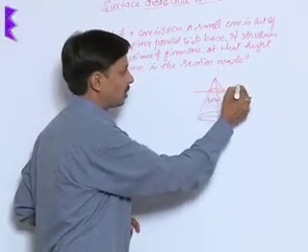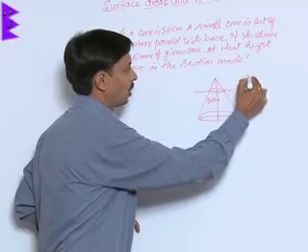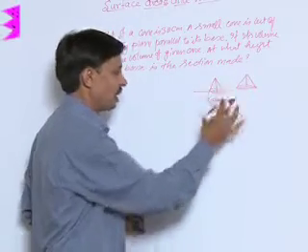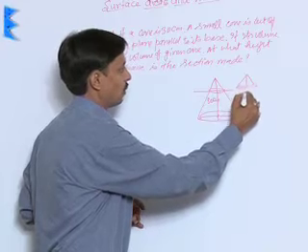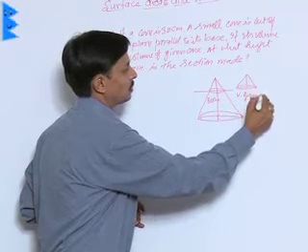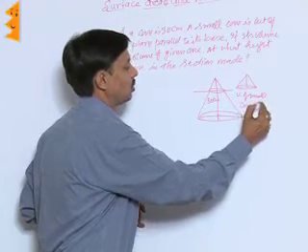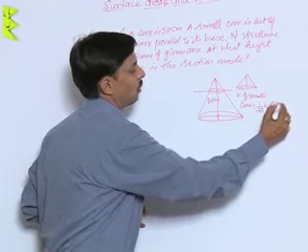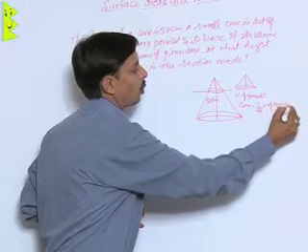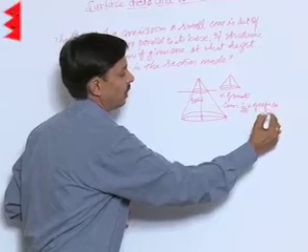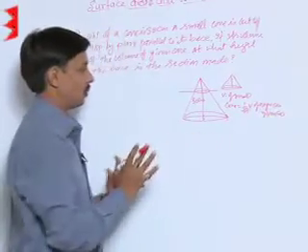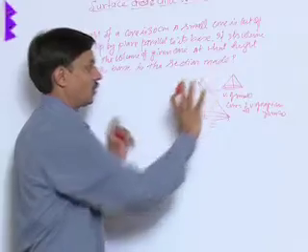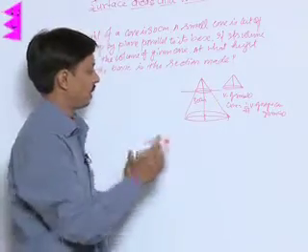When this cone is removed and put outside separate, then it is given that the volume of a small cone is equals to 1 upon 27 volume of original cone, or you can say given cone. So the volume of this cone is 1 upon 27 of the volume of the original cone.